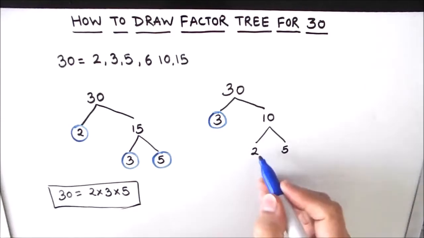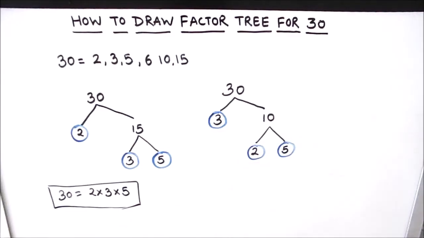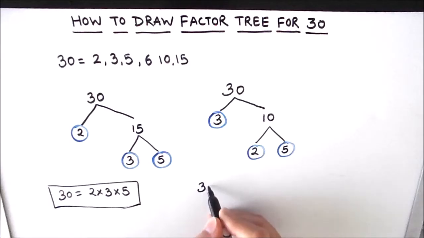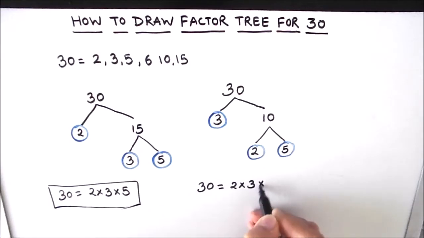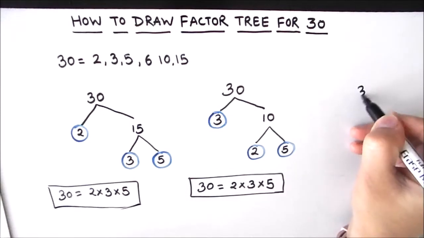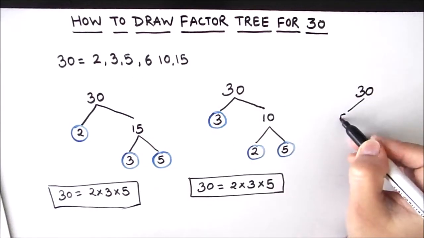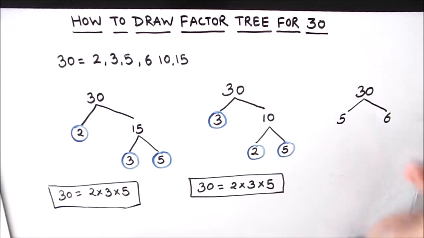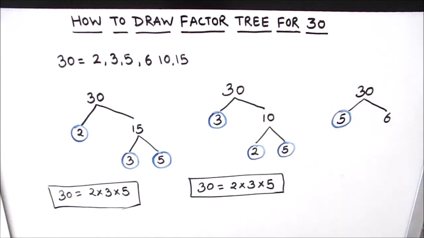And we know that 2 and 5 both are prime numbers, so we are going to circle both the prime numbers. So the factors of 30 from this factor tree will also be the same, which is 2 times 3 times 5. Let's draw one more factor tree for 30, and this time we are going to take the factors 5 and 6. So 5 times 6 is 30, and as 5 is a prime number, we are going to circle 5. And 6 can be further divided into two factors, which is 2 times 3 is 6.